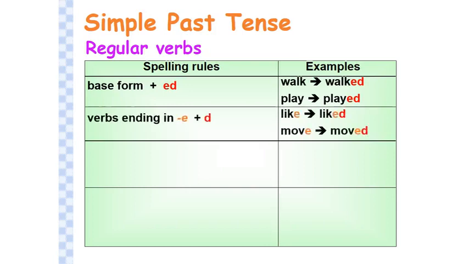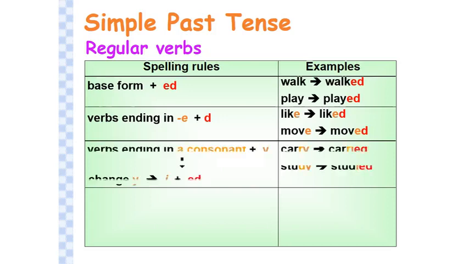Then the second spelling rule is that for any verb which ends in e, we do not have to add ed, but we are just going to add d. For example, the word like already has e at the end, so I'm just going to add a d to turn it into a second form, like and liked. Similarly, the word move already has e at the end, so I do not have to add anything but d to turn it into a second form. So move is turned into moved by adding just a d.